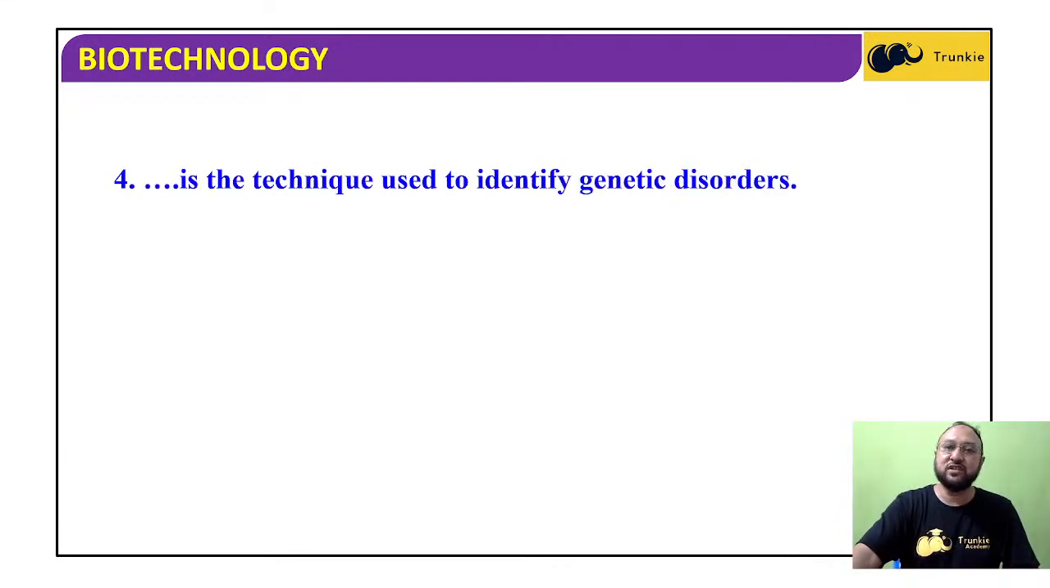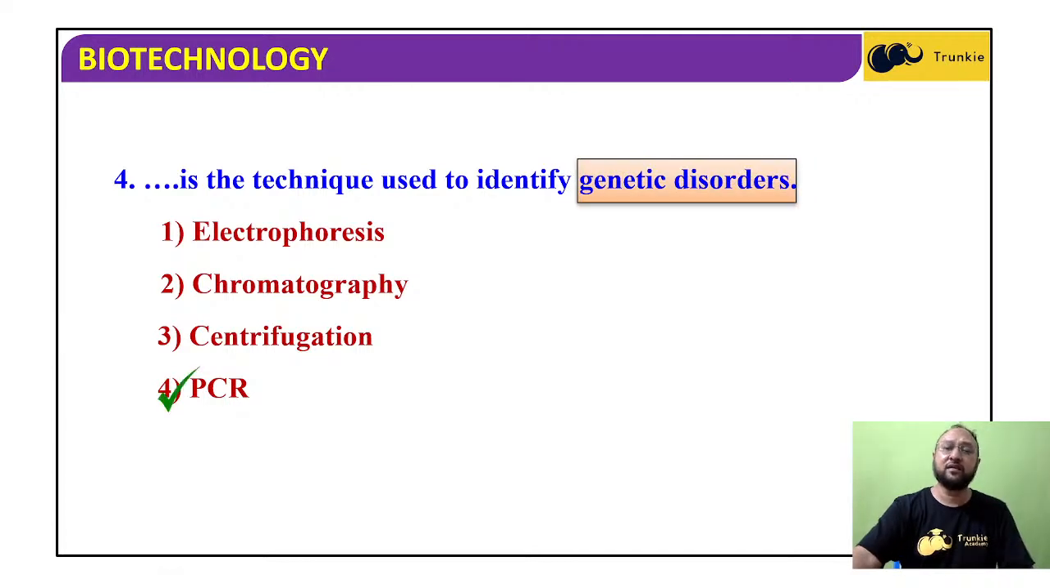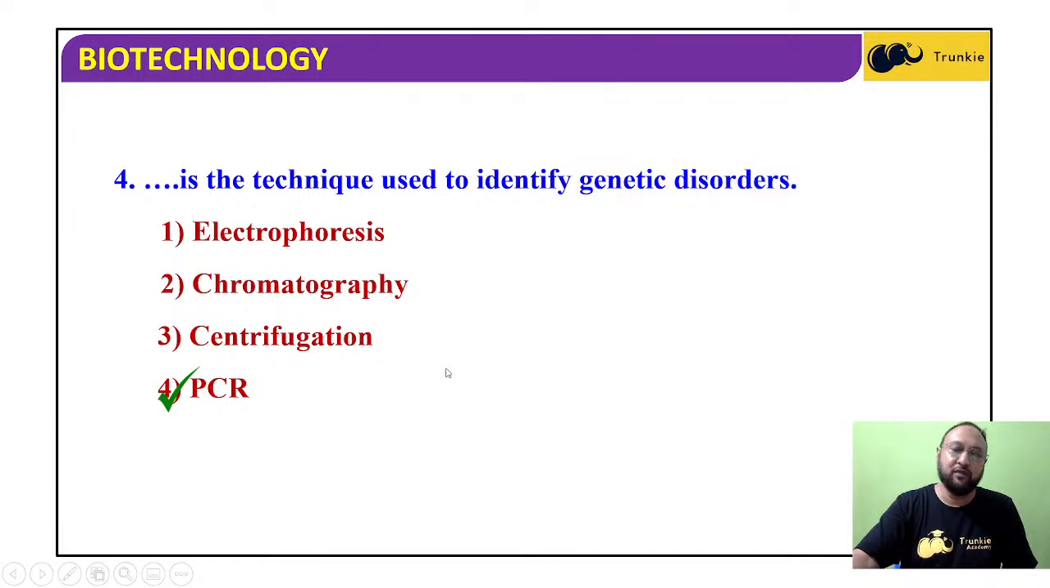So which is the technique used to identify the genetic disorder: electrophoresis, chromatography, or centrifugation? It is the PCR, to identify the genetic disorder, because we make many copies of that particular DNA, and then we are able to observe.